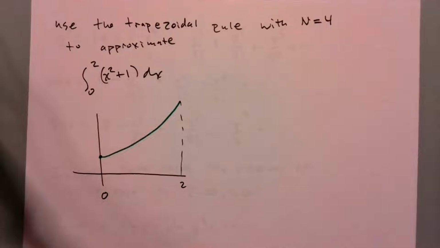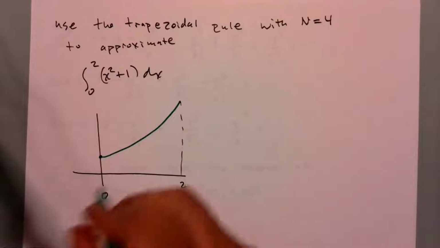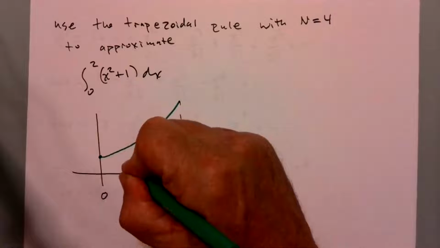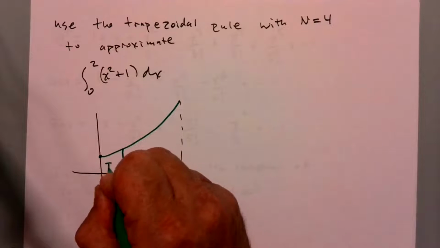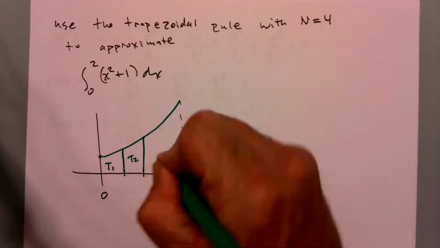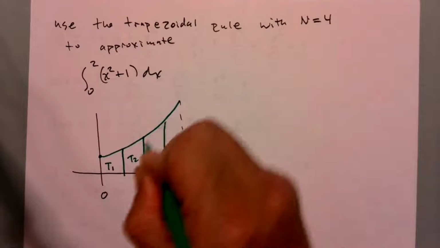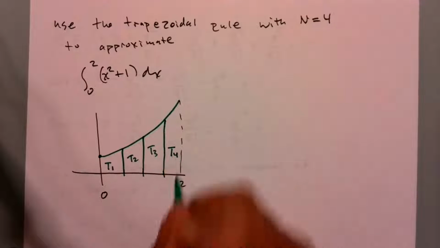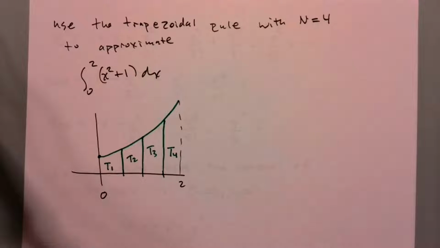And I'm interested in the area under that curve. But you'll notice I said n equals 4. That means I'm going to use 4 trapezoids. So putting those in, trapezoid 1 will be defined here. Trapezoid 2 will be defined here. Trapezoid 3 will be defined here. And trapezoid 4 will be defined there.